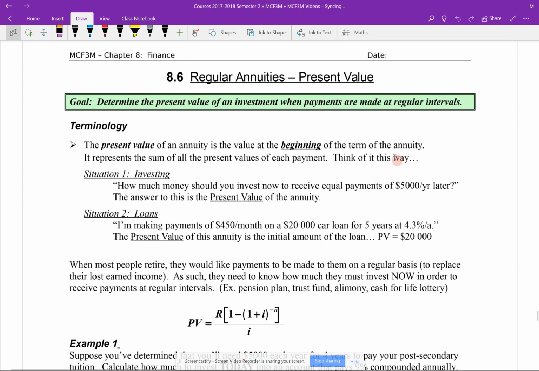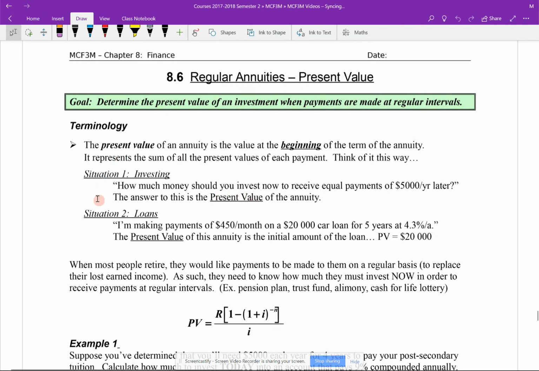So when you think of it this way, there's two situations. One where you're investing money. The question you're asking is, well, how much money should you invest now so that you can receive equal, regular payments of $5,000 a year later? And so the answer to this question would require you to calculate the present value of the annuity.